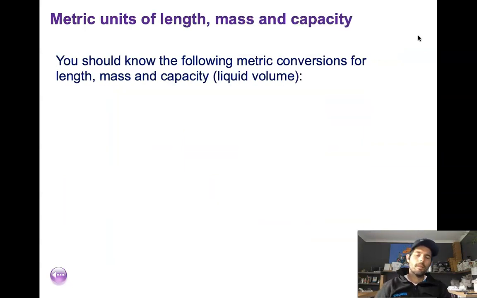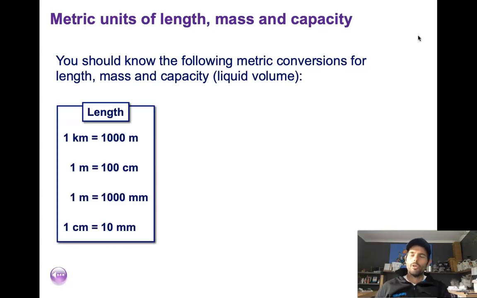Metric units of length, mass, and capacity. You should know the following metric conversions for length, mass, and capacity. You should know from grade 5 and 6, and possibly even grade 4, that a kilometer is 1,000 meters, in a meter there are 100 centimeters, in a meter there are 1,000 millimeters, and 10 millimeters in a centimeter.